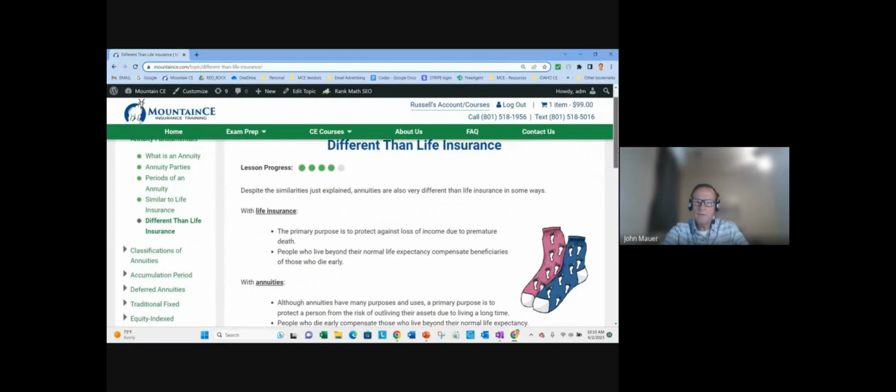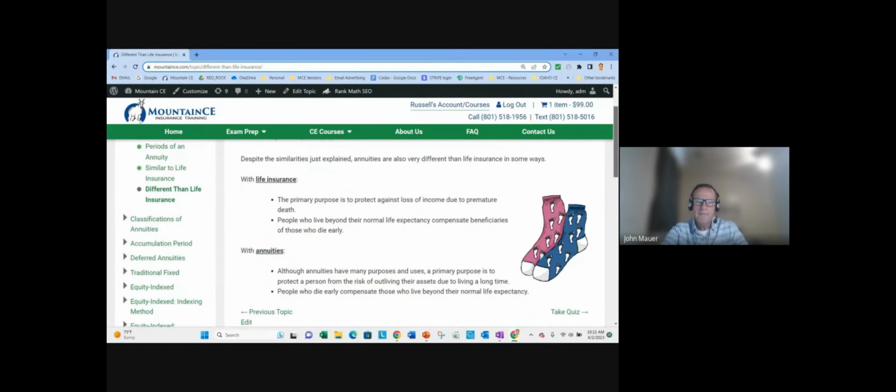Now let's talk about what's different about annuities versus life insurance. With life insurance, the main reason anybody would buy it is to protect against loss of income due to premature death. That's typically why people buy life insurance. And with life insurance, people who live beyond their normal life expectancy compensate the beneficiaries of those who die early, right? So why would I buy life insurance? Because I might die soon. We're all going to die, but we don't know when. And we buy life insurance because we might die sooner than expected.